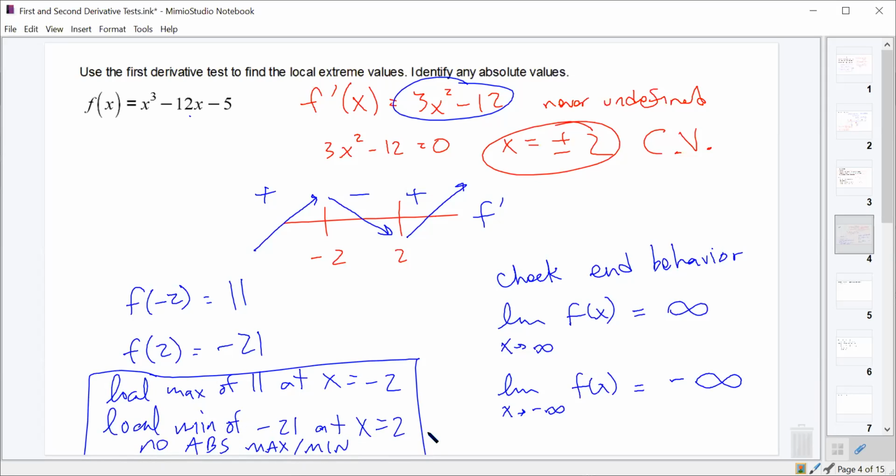Everybody good with that? Do you have to go through and find the limits in the end behavior if you can already see from the sine chart that it goes to both infinities? So yes, you need to, unless you know without any doubt for sure that it's going to go towards negative infinity and up towards infinity. So for a cubic, you know that on one side a cubic always goes to infinity, on the other side it always goes to negative infinity.